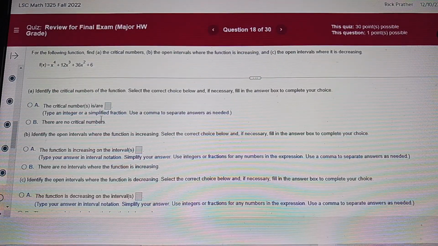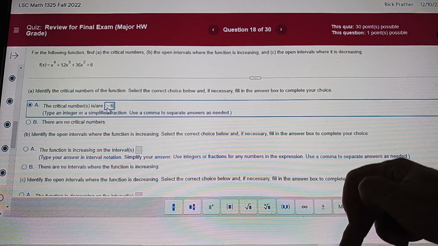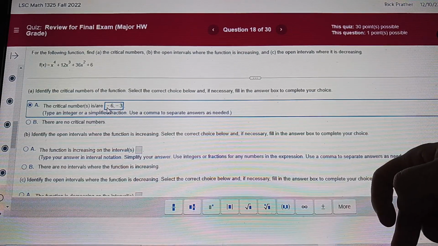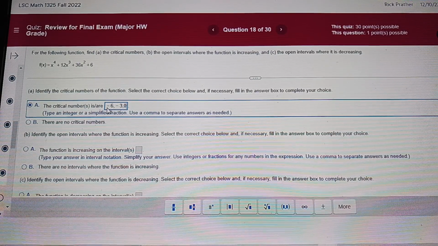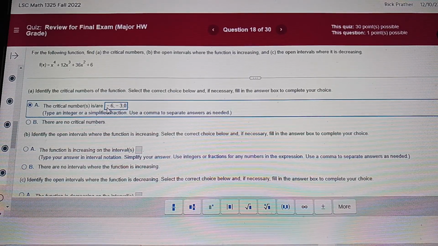Critical numbers are important because they're the only places where you could possibly have a change from increasing to decreasing. So if a function has no critical numbers, which happens sometimes, that means it's entirely increasing or entirely decreasing its entire domain. If there's one critical number, then you might switch from increasing to decreasing or vice versa. Might. Critical numbers are not a guarantee of a switch, but it's the only chance where it could happen.